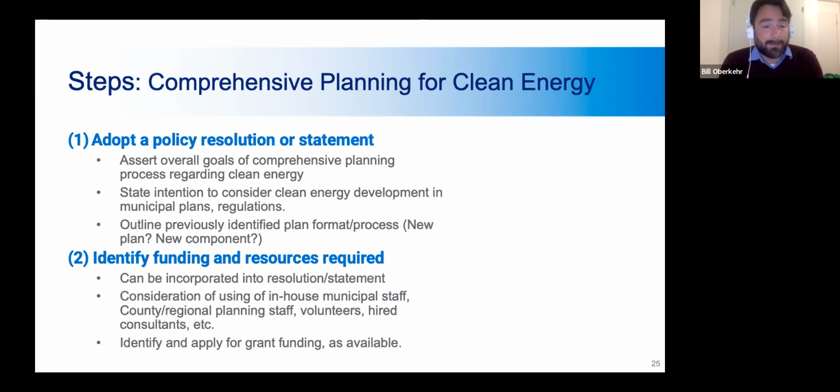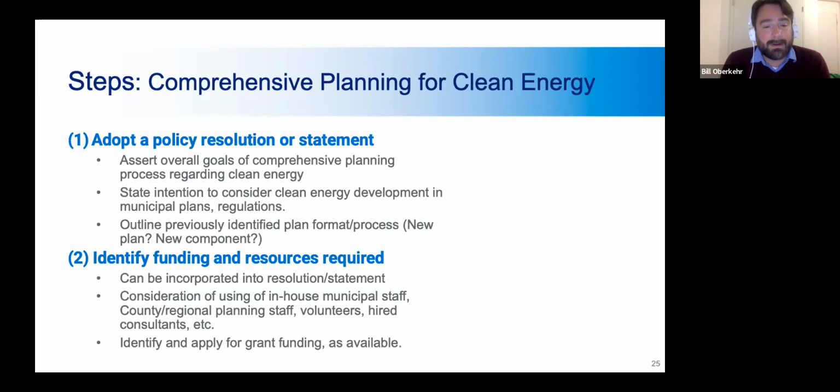Second, you want to identify funding and resources required. This can be incorporated into step one. You can enumerate those funding sources or your plan to fund this, or your expected costs in your policy resolution or statement. In fact, it may be a good idea to do that.